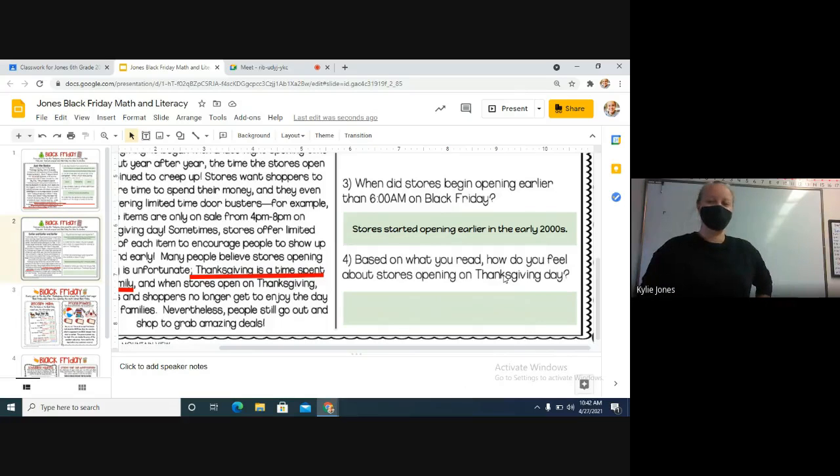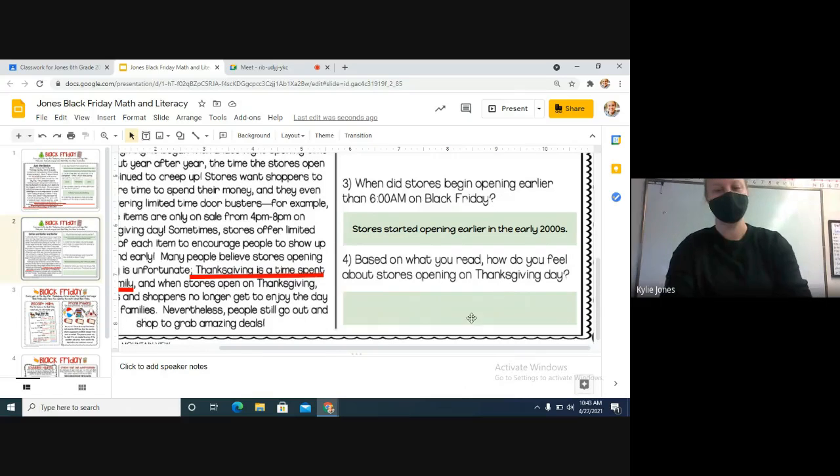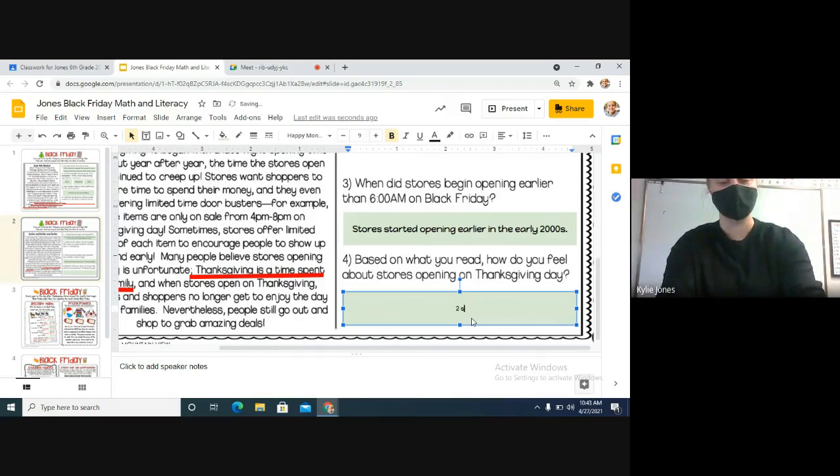All right, guys. Last reading question. Yoshi, read that to us. Number four. Okay. Based on what you read, how do you feel about stores opening up? This is your opinion. I want two sentences. Based on what we read, how do you feel about stores opening on Thanksgiving Day? Two sentences, please.